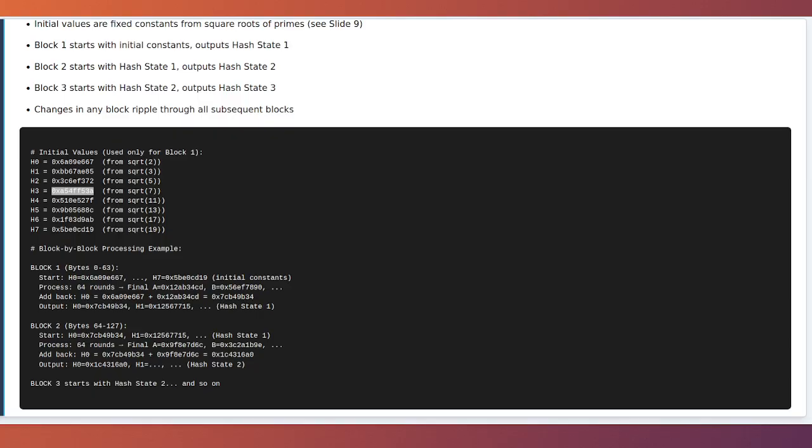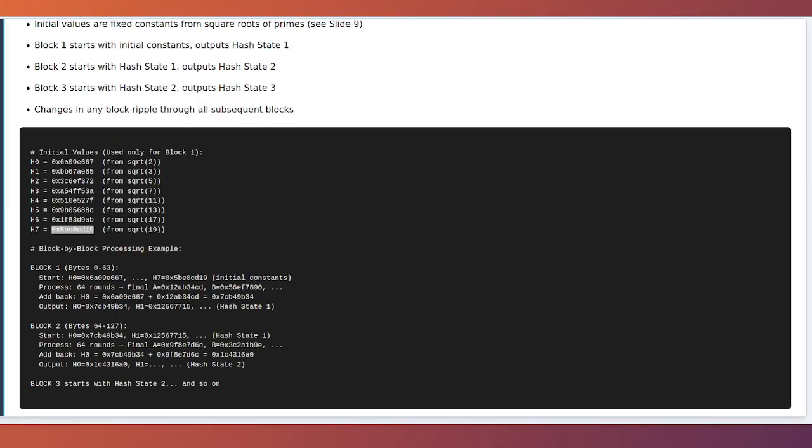H5 equals beginning with 0x9b ending with 8c, from the square root of 13. H6 equals beginning with 0x1f ending with 9b, from the square root of 17. And H7 equals beginning with 0x5b ending with 19, from the square root of 19. These 8 32-bit values are our starting hash state before processing any blocks. They are the same fixed constants used every time anyone computes SHA-256 for any message.